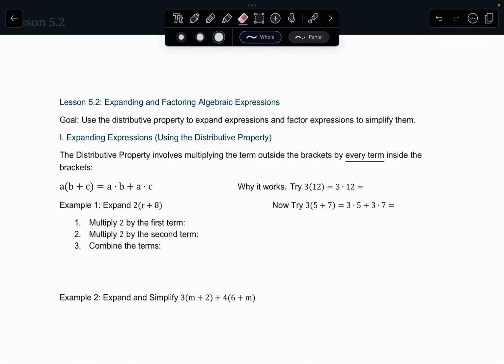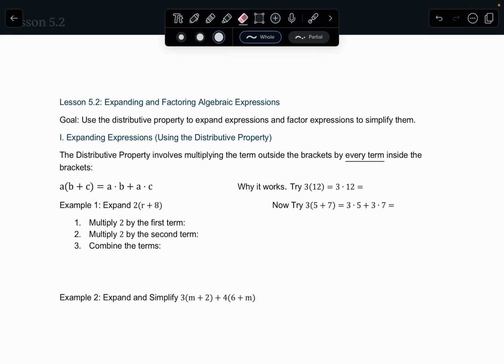Hey everyone, this is lesson 5.2 from the text, expanding and factoring algebraic expressions. The goal is to use the distributive property to expand expressions and factor expressions to simplify them. So expanding and factoring, they are opposite things. Generally, expanding means to multiply things together, and factoring means to break them apart into their pieces. So today we're going to talk about both.